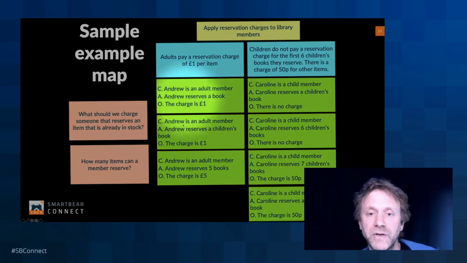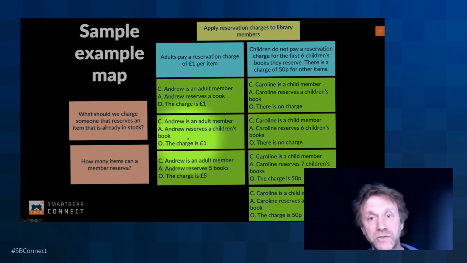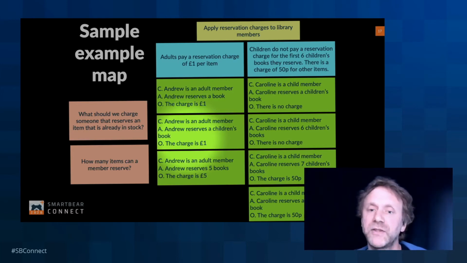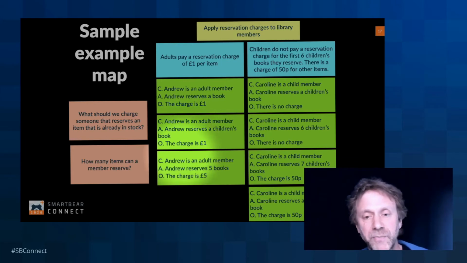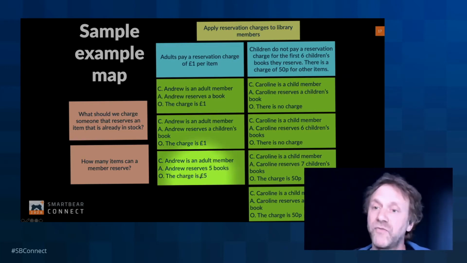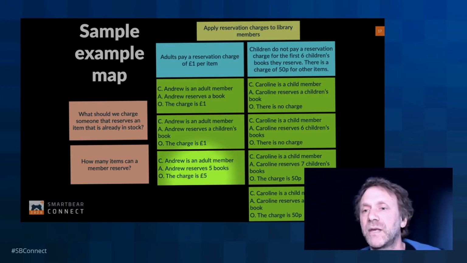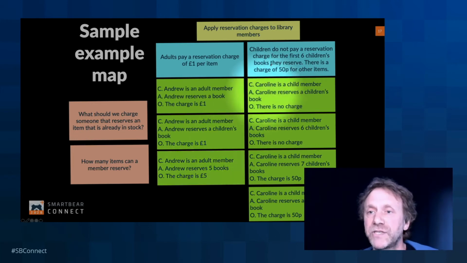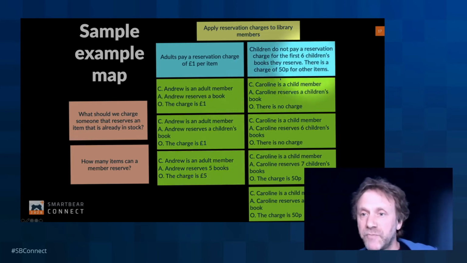And then the one that I was talking about, it was in fact this one. Andrew is an adult member. Andrew reserves a children's book. The charge is £1 because adults pay a reservation charge of £1 per item. And this makes it really clear. It also makes it clear in this third example that as Andrew reserves more books, the charge goes up. It's £1 per item, not £1 per visit. Again, children do not pay a reservation charge for the first 6 books they reserve. There's a charge of 50p for other items.